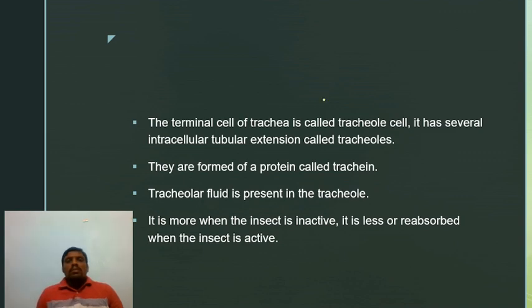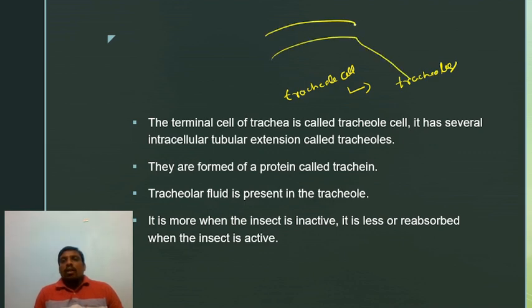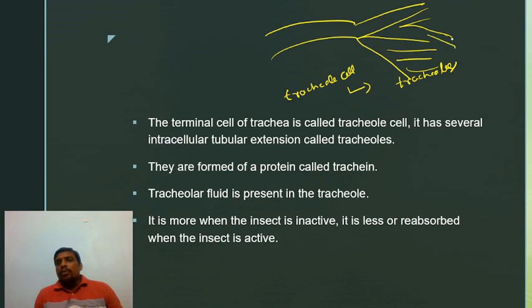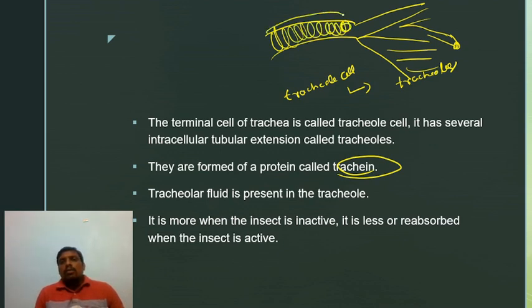The terminal cell of the trachea is called the tracheolar cell. It has several intercellular tubular extensions called tracheoles. What are they called? Tracheoles. And these tracheoles, if you carefully see, are made up of a protein. This protein is called trachin. Trachin is a protein that is present in the tracheolar cell.